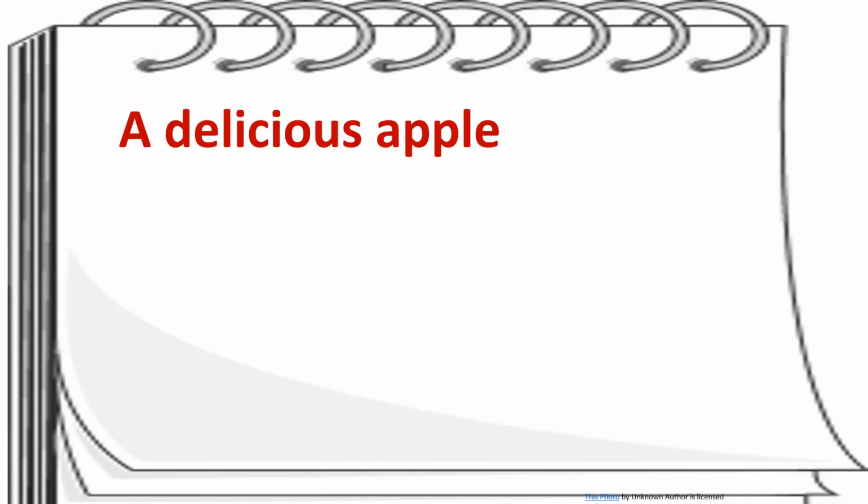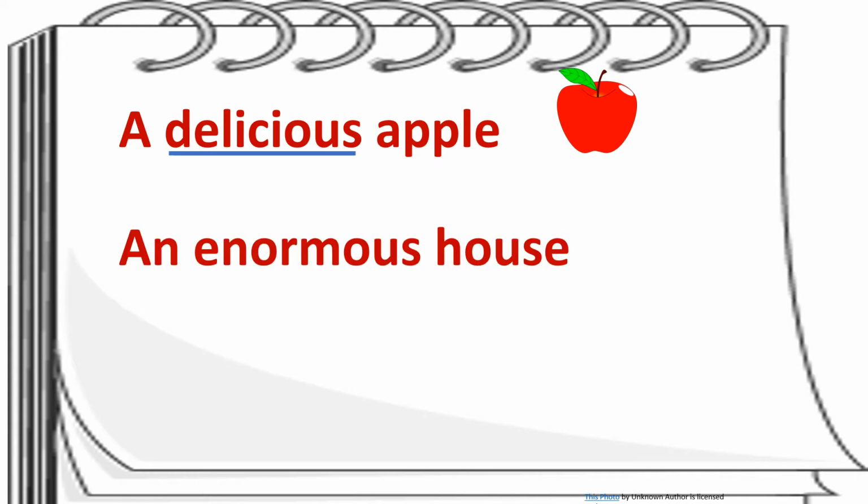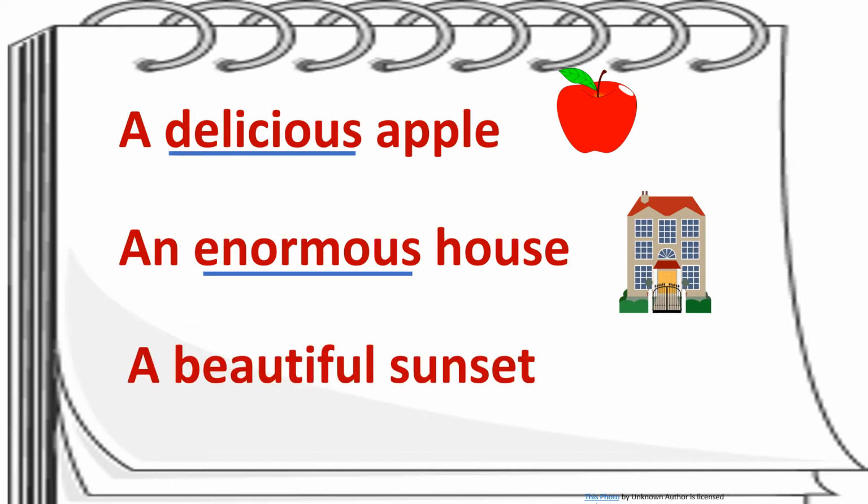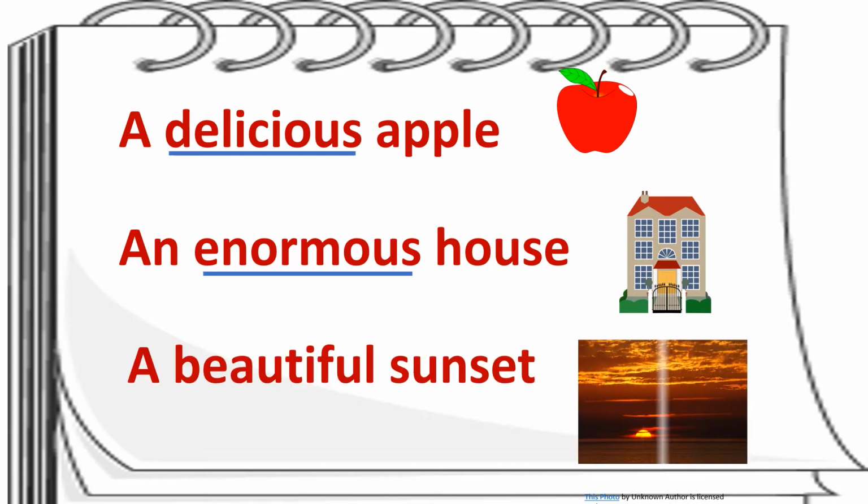For example, a delicious apple. The word delicious is the adjective because it describes the apple. An enormous house. Enormous will be the adjective. It describes the house. A beautiful sunset. What kind of sunset is it? It's a beautiful sunset. The word beautiful describes sunset. So these words are adjectives. It describes a noun.